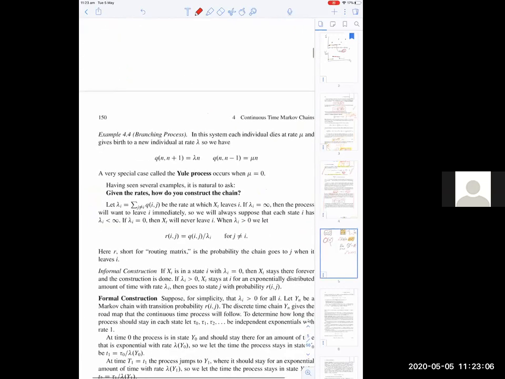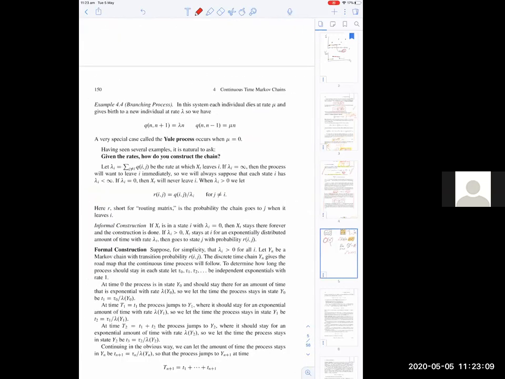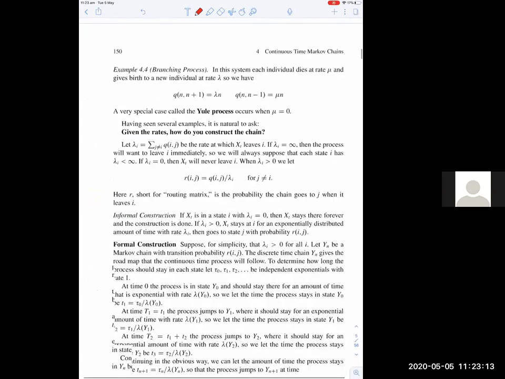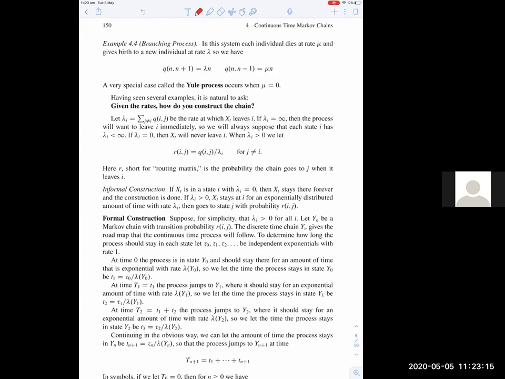But here's an example that's much closer to your heart. It's closer to your heart because you started this course with branching processes, and clearly your heart was there.